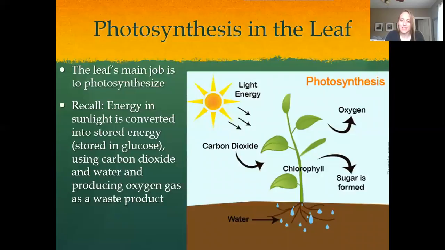Okay, so photosynthesis, obviously very important in the leaf. That is the main job of the leaf. And again, what you're doing is you're taking energy that's in the sun and converting it into stored energy, which is stored in the chemical bonds of glucose, using carbon dioxide and water. The sugar that's formed is the useful product for the plant that is going to be stored as its food source. And then the oxygen is actually just a waste product. It is just going to be released into the atmosphere. It's not useful to the plant.